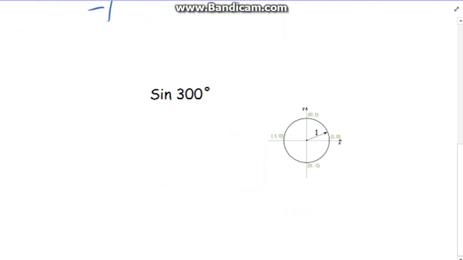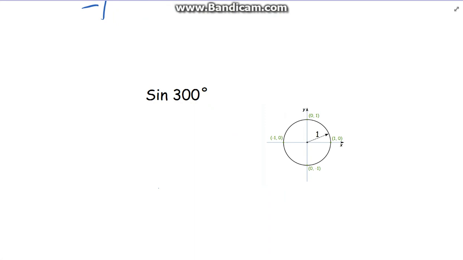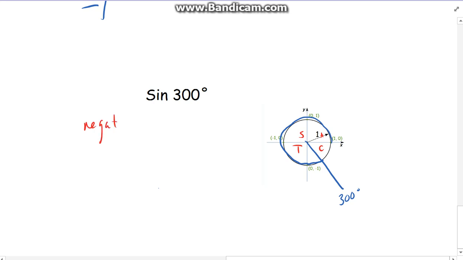And finally our last one, the sine of 300. So let's draw our angle in. 180, 270, 300 about here. Determine if it's positive or negative. So CAST, it's in the cosine quadrant, so it's negative. Let's find the reference angle, so the angle between the given angle and the x-axis. So we know the x-axis is 360, so between 360 and 300, our reference angle is 60 degrees.